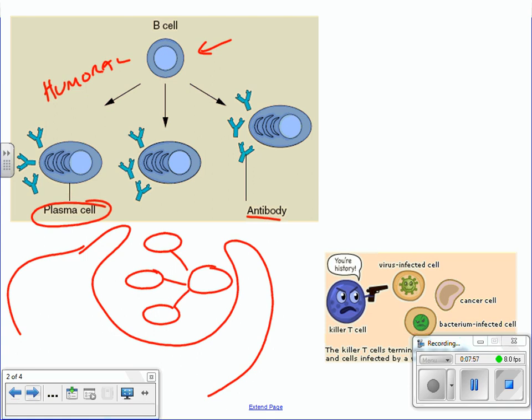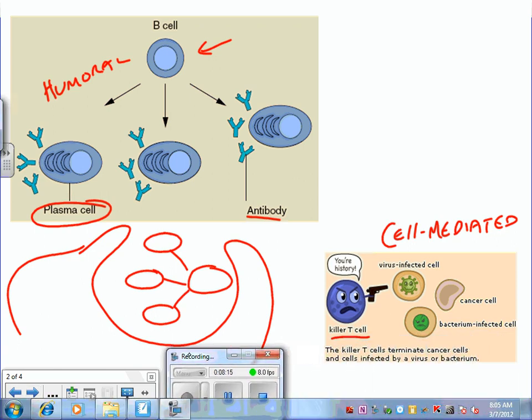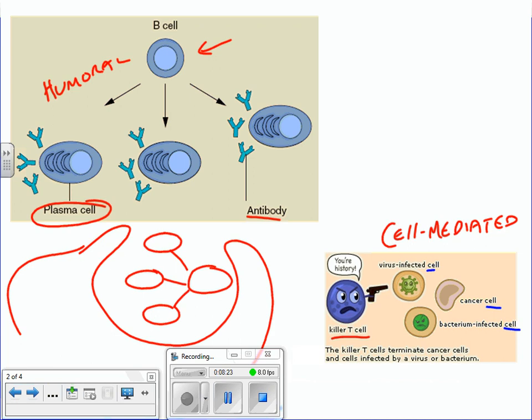All right, so humoral immunity, we're making B cells. The other side is called cell-mediated. And cell-mediated, we're looking at T cells, specifically killer T cells or cytotoxic T cells. As this image kind of shows, cytotoxic T cells are going to look at virus-infected cells, bacterium-infected cells, and cancer cells. Now, these are your cells, right? Your body cells that have been infected.